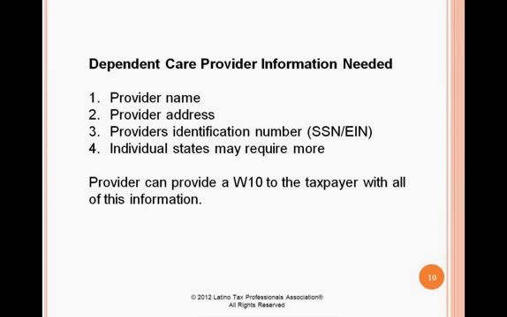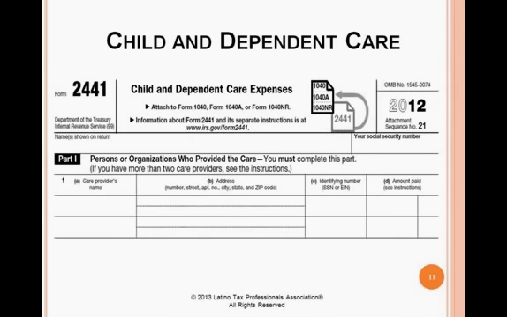And if the provider can provide a W-10 that has the details of their federal ID number, their name, and the amount that was paid per dependent, that's great. Here's what a Form 2441 looks like.